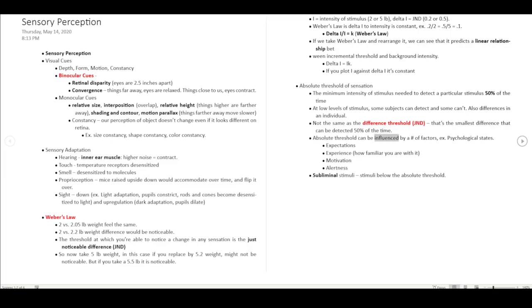Absolute threshold can be influenced by a number of factors, such as psychological states: expectations, experience (how familiar you are with it), motivation, alertness. Subliminal stimuli: stimuli below the absolute threshold.